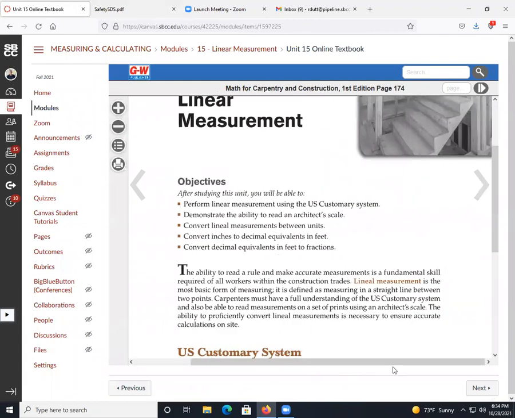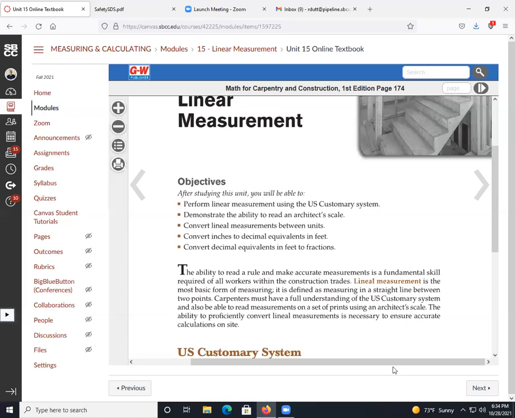Here's what we're going to try to do with this unit. After we study this unit, we should be able to perform linear measurements using the US customary system, which is the one you're all familiar with: inches and feet and yards. We're going to demonstrate the ability to read an architect scale. You guys aren't seeing this at home because you're seeing my shared screen, but everybody in here is seeing an architectural scale.